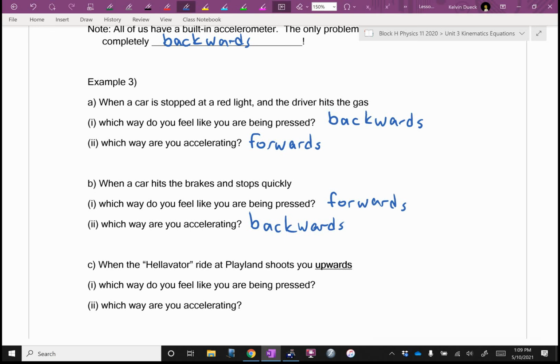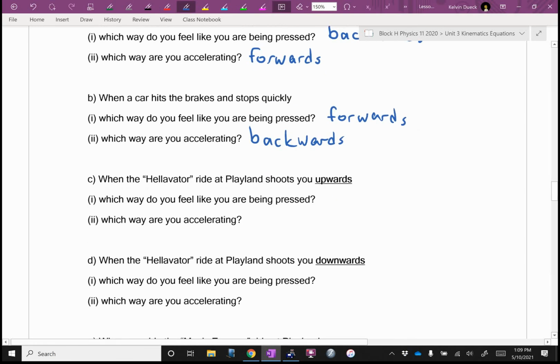How many of you have been on the elevator before at Playland? Okay. When it shoots you up, clearly, which way are you accelerating? Which way does your stomach feel like you're being pressed? Downward. Now it's a y-axis. Oh, and by the way, once you're at the top and the elevator shoots you down, you're clearly accelerating downwards. But which way does your body feel like it's about to fly? So you feel like you're getting pushed up.